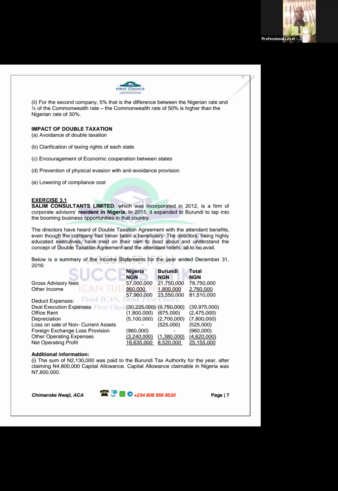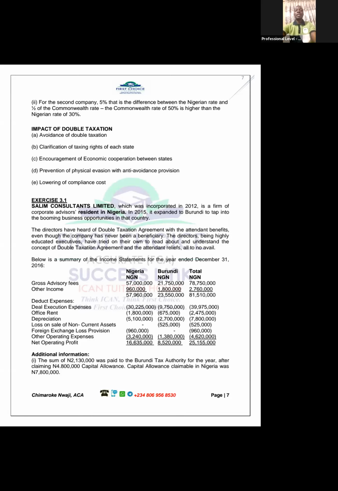How much is the tax? How much is your capital allowance? That's fine. They might show working, they might not show working. It's not important. That news is important. Now, Nigeria capital allowance claimed in Nigeria is 7,800,000. We were not told how we derived it, but that's not important in this topic.